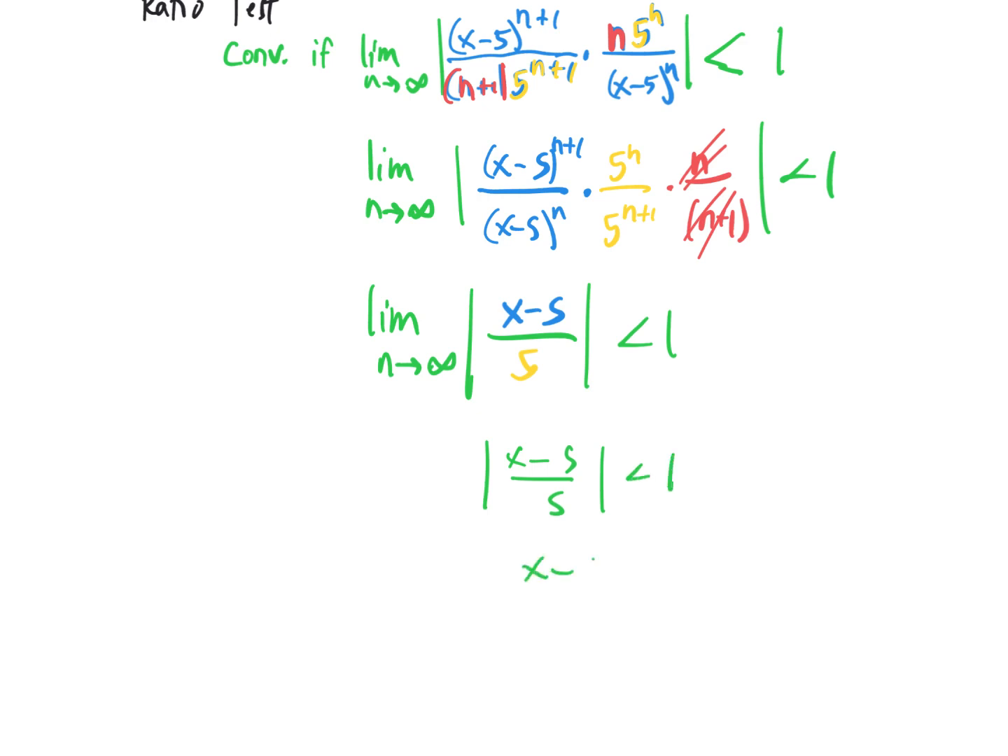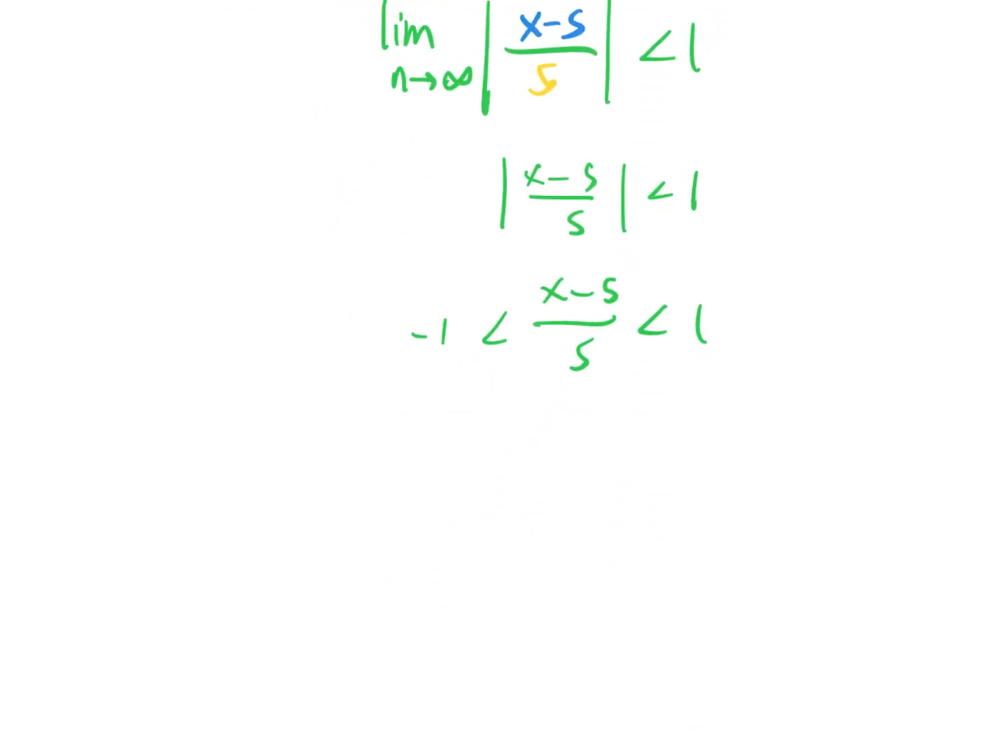Remember, this means its distance away from 0 is less than 1, so it must be between negative 1 and 1. Therefore, x minus 5 is between negative 5 and 5. So the values of x for which our series converges are definitely between 0 and 10. And now to check the endpoints.